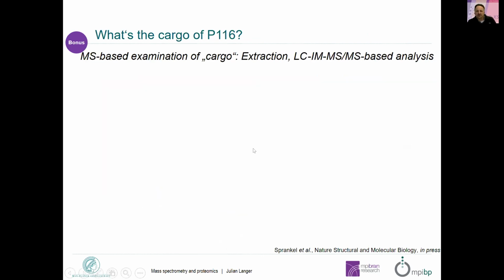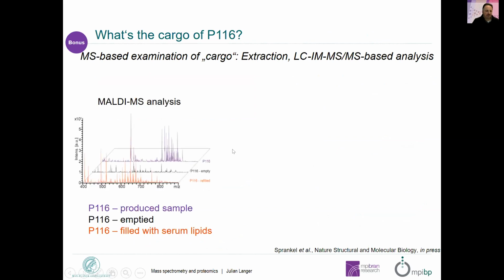So we first did a really simple, low-tech lipidomics assay just to see what's going on. We did some MALDI on organic solvent extracted protein samples, either from pure P116, which was produced in E. coli, so it had a lot of E. coli lipids bound to it. But we then emptied P116 with a mixture of different detergents and dialysis treatment, where we could remove 95 to 98% of the lipid content. We then incubated the emptied P116 with serum lipids, and we actually saw quite a different uptake pattern here.